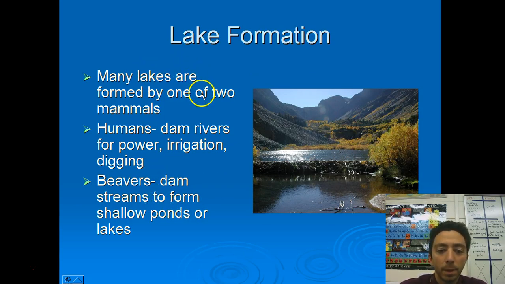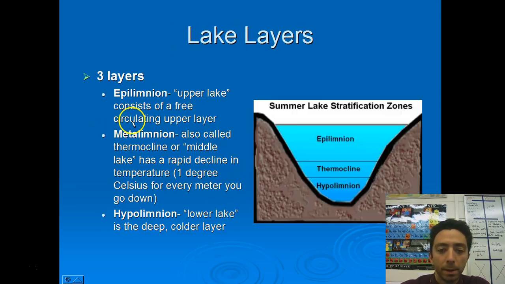Lakes, how do they form? Many lakes are formed by some mammals, and that could be humans making dams to create power generation or to reduce floods. Beavers are also one of the most destructive animals to their ecosystem because they create beaver dams, which is this picture here. Essentially it's a lot of sticks and mud that the beavers have assembled to create a habitat for them to live. It's kind of a neat thing.